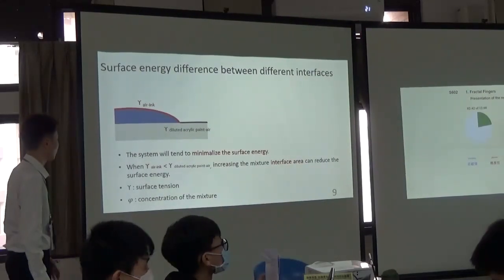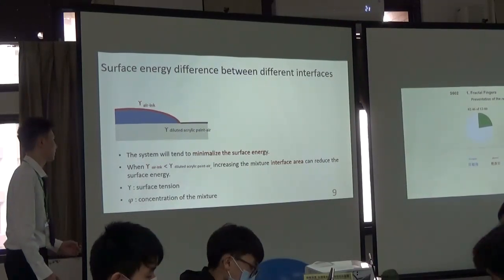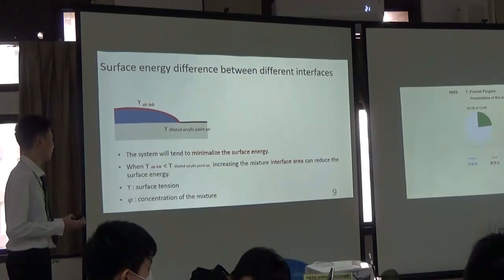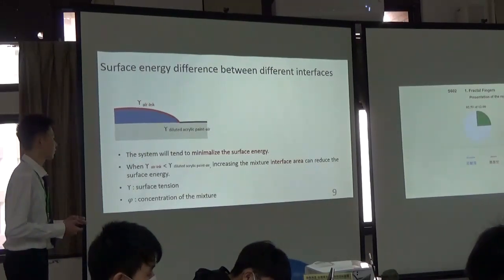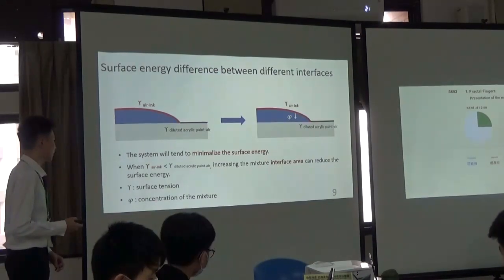Next is about the surface energy between different interfaces. Because the system will tend to minimize the surface energy, when the surface tension of the air-ink interface is smaller than that of the diluted acrylic paint and air interface, increasing the interface area can reduce the surface energy. That is called the expansion.